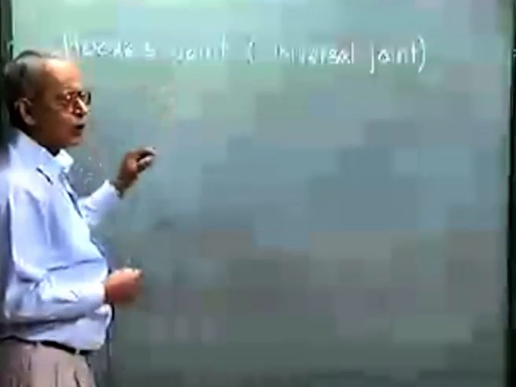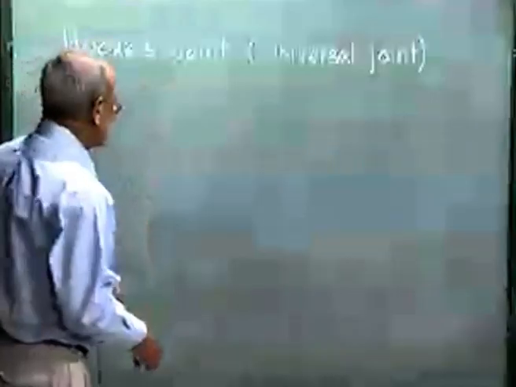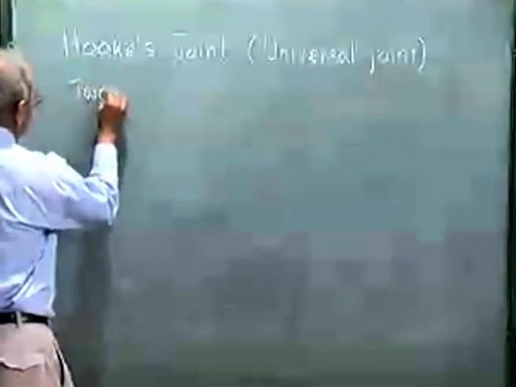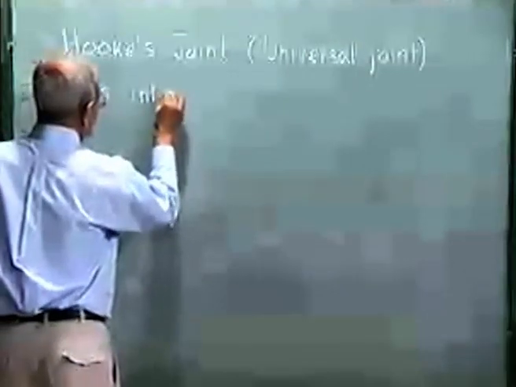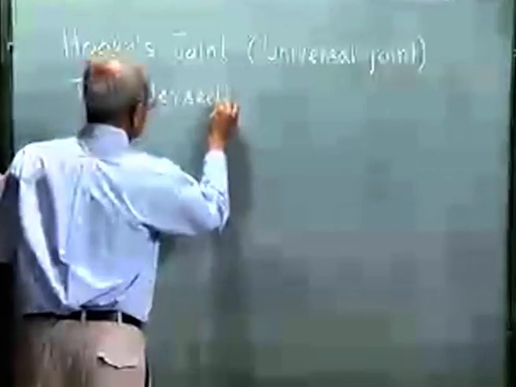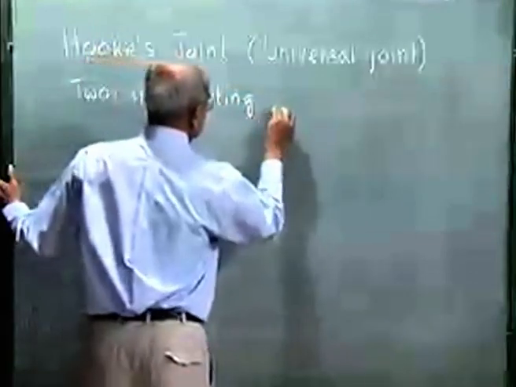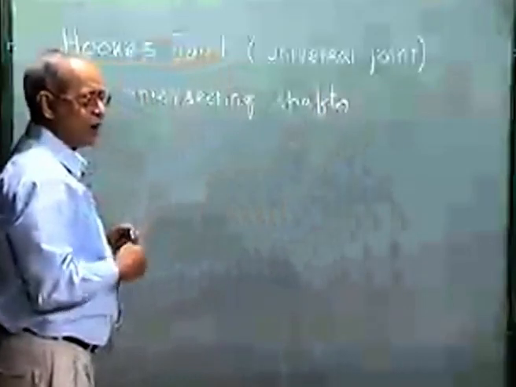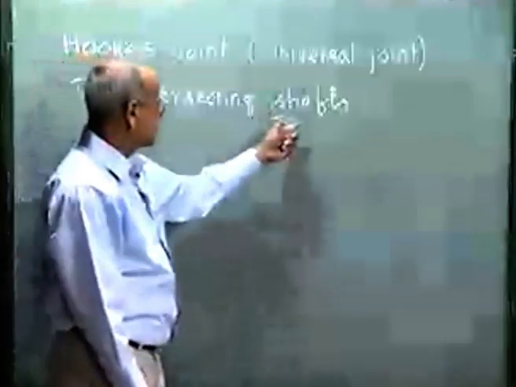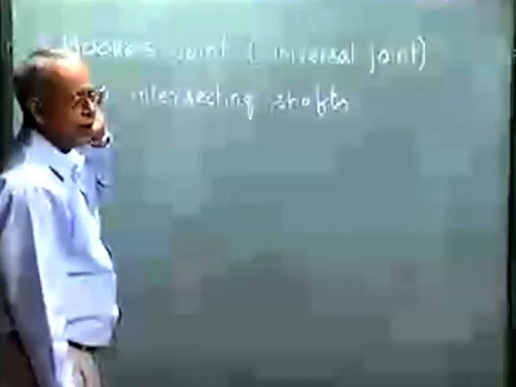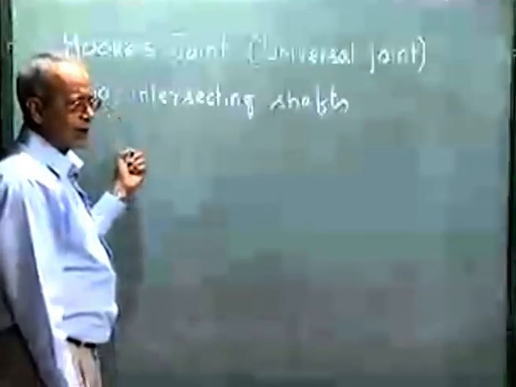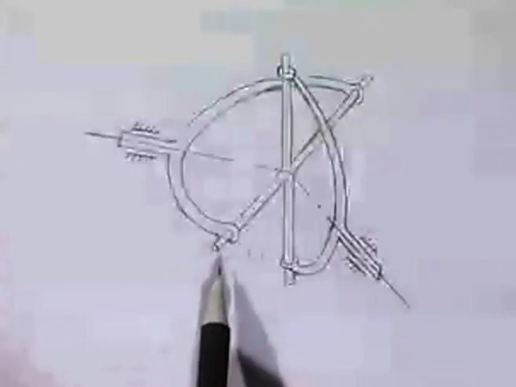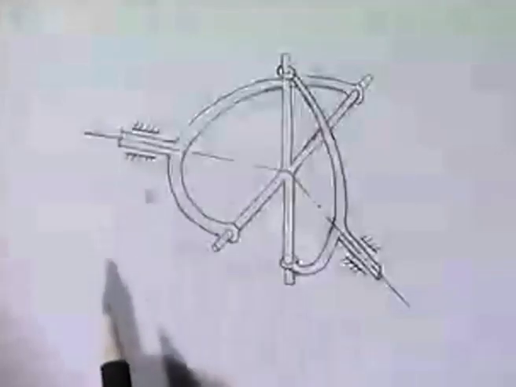Actually, this is used to connect two intersecting shafts, to transmit power between two intersecting shafts. The axis of two shafts, if they are intersecting at a point, then the power can be transmitted from one shaft to another by what is known as a Hooke's joint. First, let us have a look at the physical construction of such a Hooke's joint. This is how the physical construction of a Hooke's joint looks like.